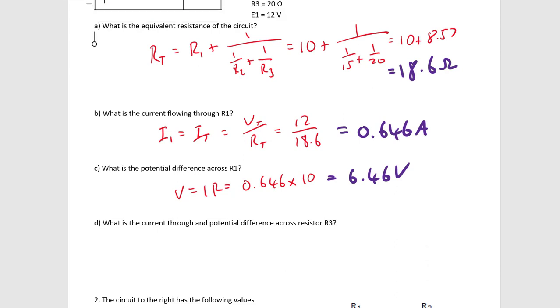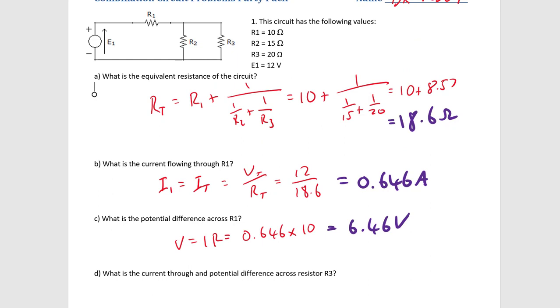The last question for this section: what is the current going through and the potential difference across resistor 3? If we take a look at resistor 3, we can see that it's in parallel with R2, but we know what the potential difference across R1 is. What we want to find out is the potential difference between here and here, because the potential difference between there and there is the same as between here and here. Because they're in parallel, they'll have the same potential difference.